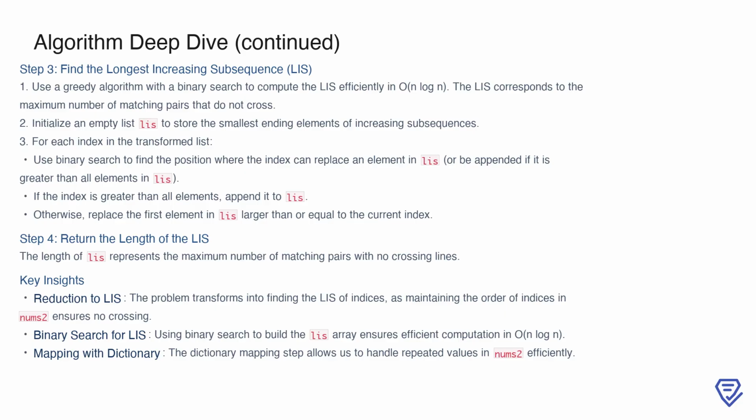If the index is greater than all elements in LIS, we append it to the list. Otherwise, we replace the first element in LIS that is larger than or equal to the current index. This ensures that LIS always stores the smallest possible ending elements, allowing us to build the longest increasing subsequence efficiently. Once all indices are processed, the length of LIS gives the size of the LIS, which corresponds to the maximum number of matching pairs without crossing lines. This reduction to the LIS problem is key, as maintaining the order of indices in nums2 ensures that no crossing occurs. The binary search approach is crucial here, as it allows us to compute the LIS in optimal time.